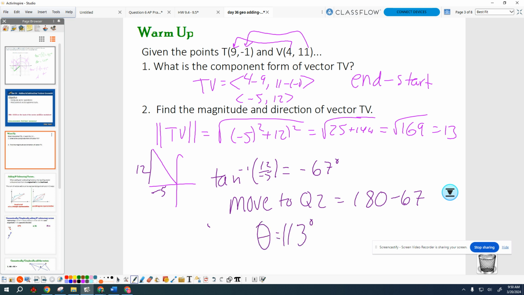I got negative 22, and I'm like... Are you in radians? Probably not. Let me see the mode. Yeah, you did the reciprocal, the inverse.